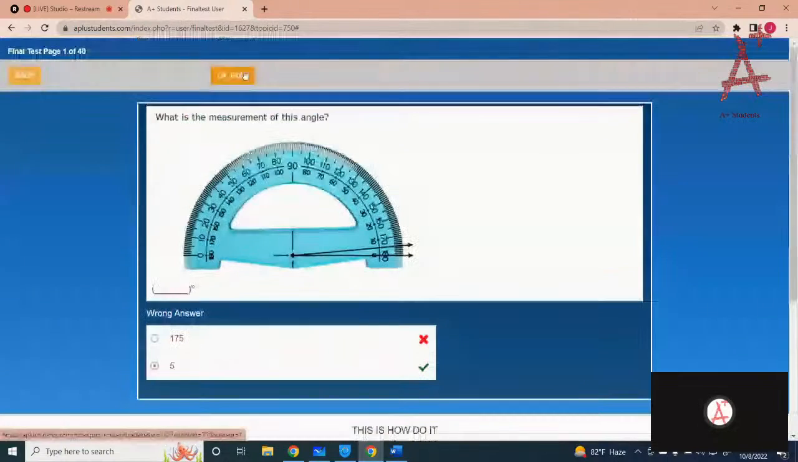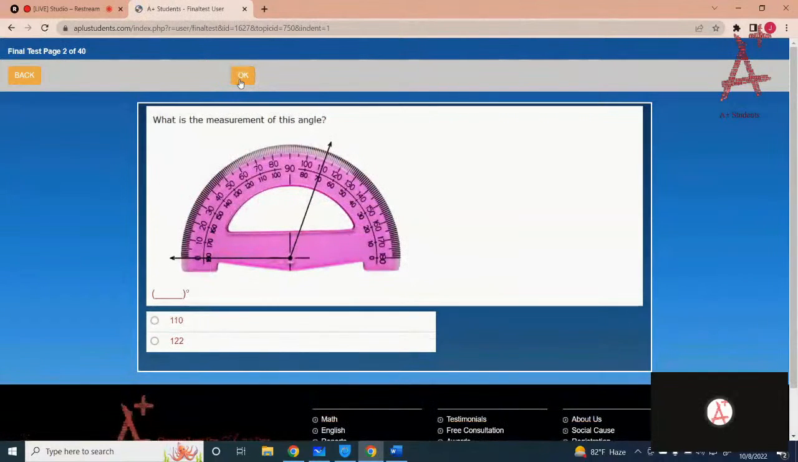Oh, look at the ray. Here is the point. That means it is lined up to 0. Got it? So it would be then 5 degrees. Select the correct option and click on the OK button.